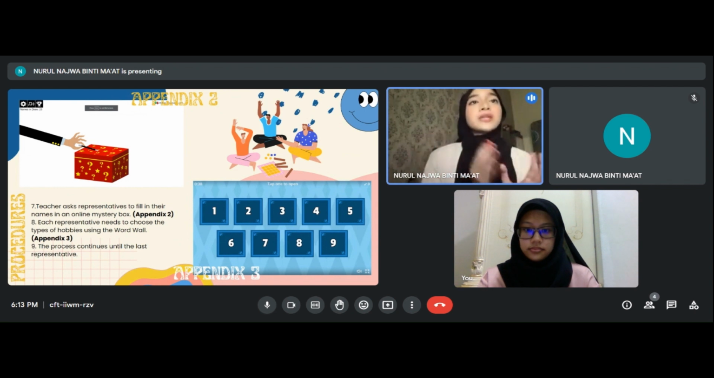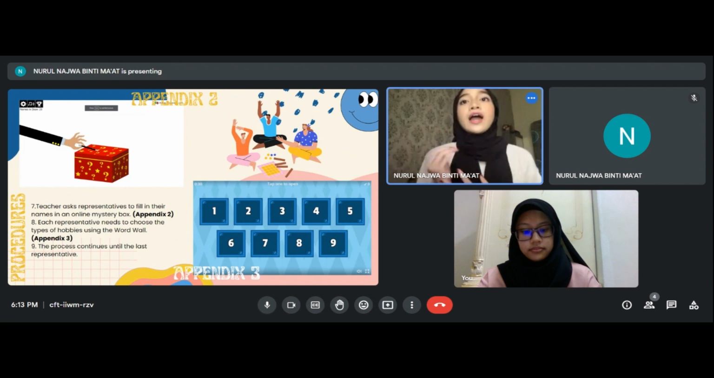As you can see here, the main purpose of why they need to fill in their names in an online mystery box is to know their turns, when they can pick the numbers, either the first group, second group, or the third group. So based on appendix 3, I have provided some random pictures of hobbies behind the numbers.